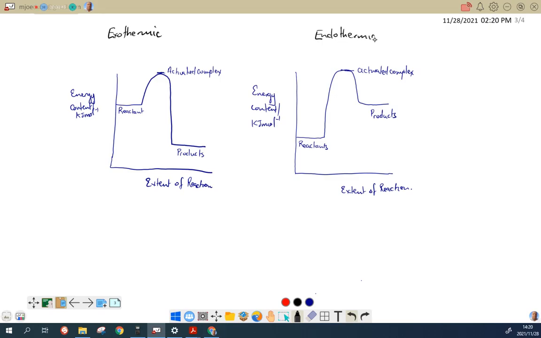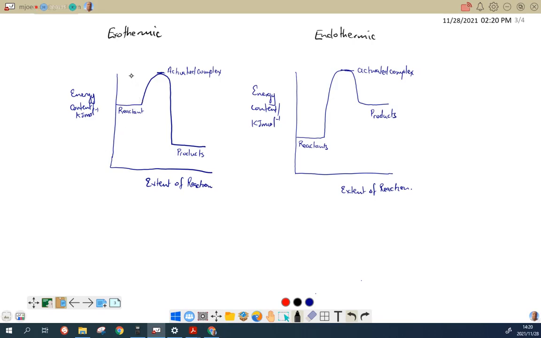When you are looking at these, there are some things that are common in both of them. For example, both of them are drawn on an axis of energy content versus the extent of reaction, and they will both have reactants. They will have an activated complex, which is at the top of the profile, and then they'll have products. But we're going to then be able to appreciate the differences that exist between the two of them.